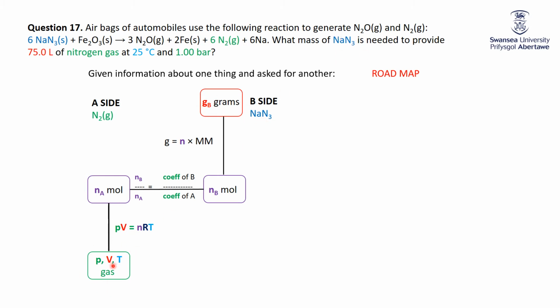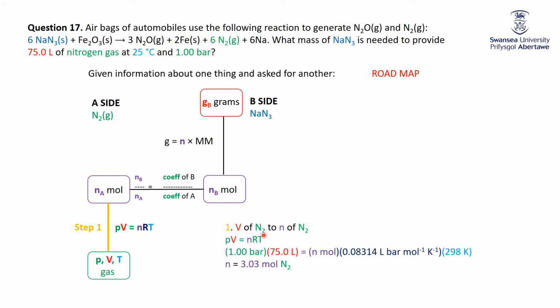So we go from pressure, volume and temperature of the gas to moles of the N2. Use the balanced chemical equation to get moles of the NaN3, which we can then turn into the grams. So step 1, ideal gas law. Volume of N2 to moles of N2, PV equals nRT. We got 1 bar is the pressure, 75 litres is the volume. We want the moles, temperature 298, and 0.08314 litre bar per mole per Kelvin gives us moles, 3.03 moles of N2. So this part here, going from the volume, pressure and temperature up to moles, 3.03 moles of N2.